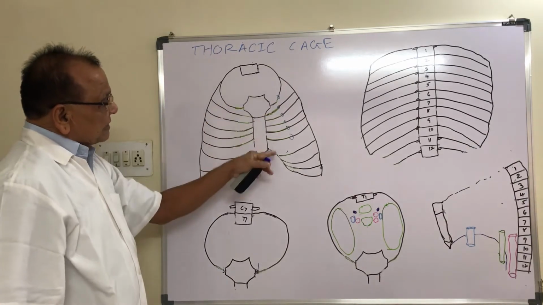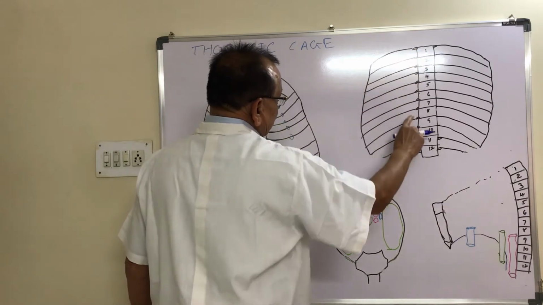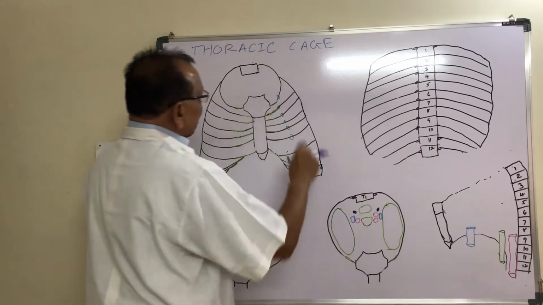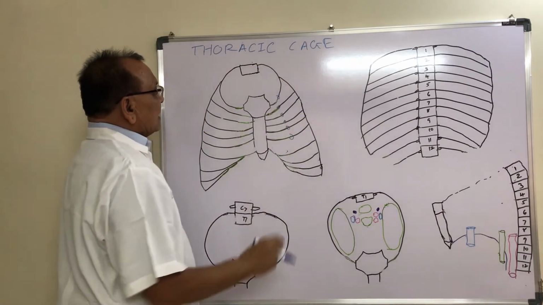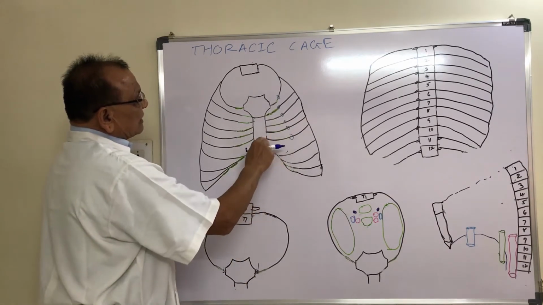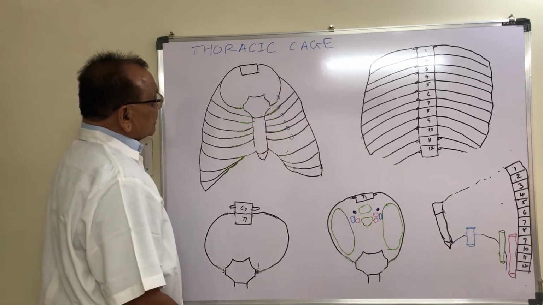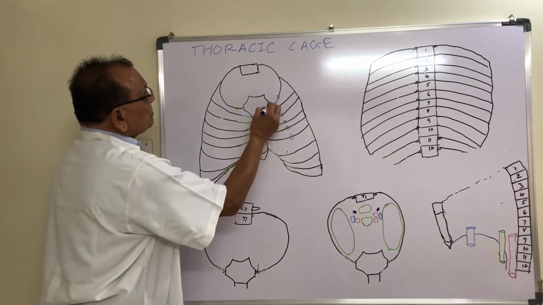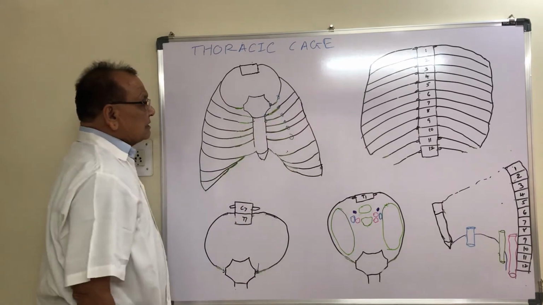So the upper 7 ribs posteriorly articulate with the thoracic vertebrae and form the costovertebral joint. The anterior end of the ribs articulates with the costal cartilage and forms the costochondral joint. Now the costal cartilage of the upper 7 ribs is articulated with the sternum and forms a joint called the sternocostal joint.